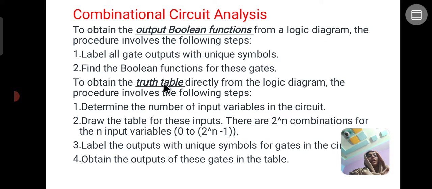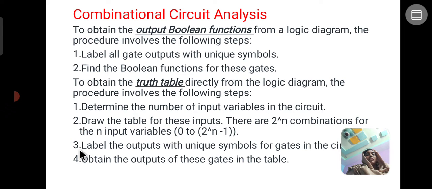And to obtain the truth table directly from the logic diagram, the procedure involves the following steps. Using the truth table also, we can draw the logic diagram. For that we have these four steps. One is to determine the number of input variables in the circuit, and the second one is to draw the table for these inputs. There are 2 power n combinations for n input variables. If we have 2 inputs, the possible combinations are 2 power 2, that is 4. If we have 3 inputs, the number of possible combinations is 2 power 3, that is 8. So for n inputs, the combinations are 2 power n.